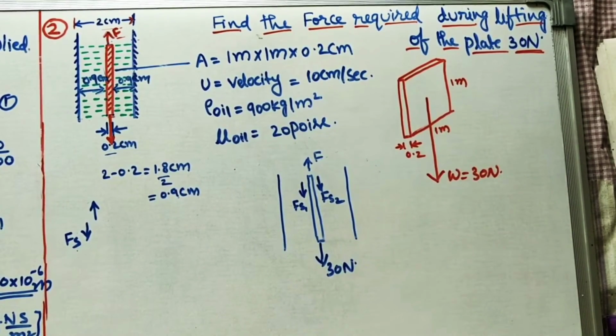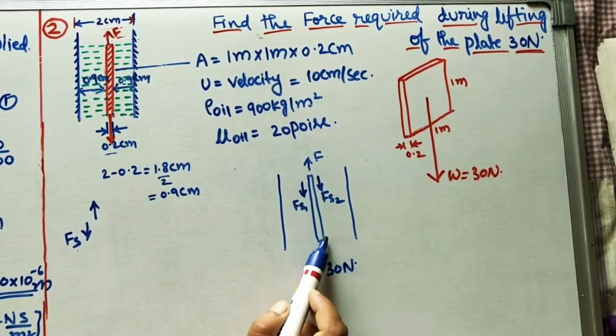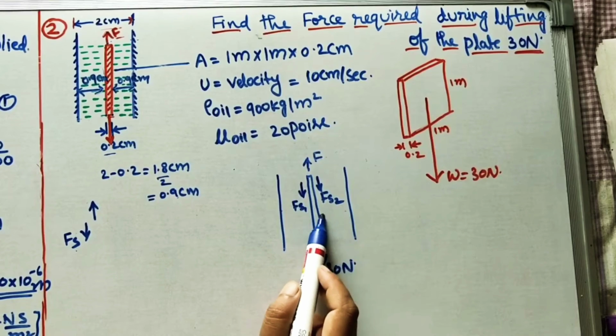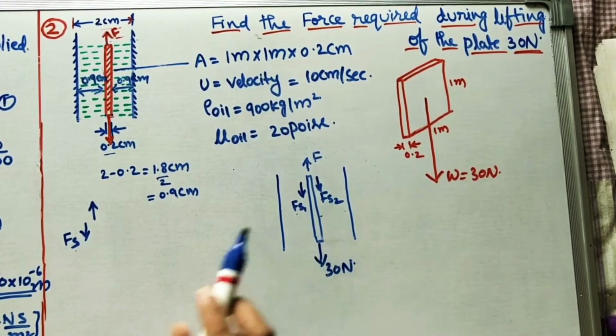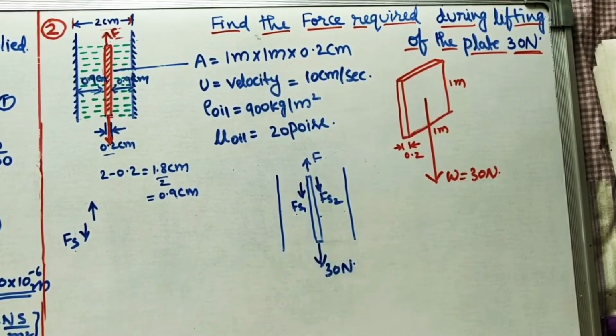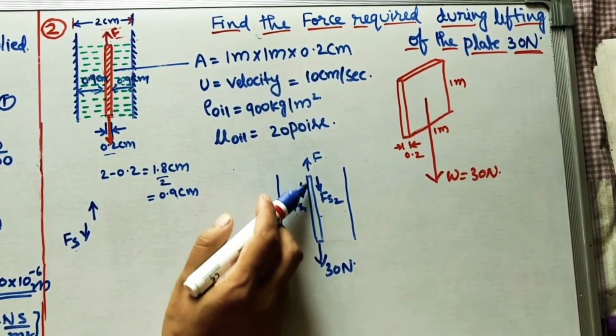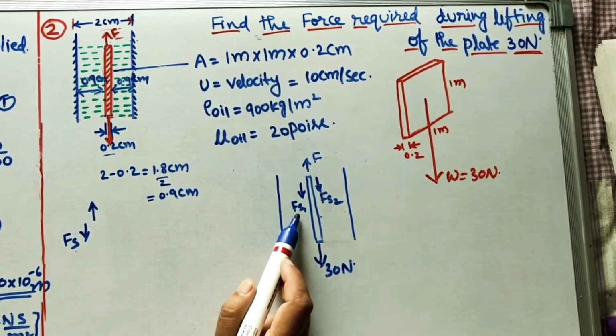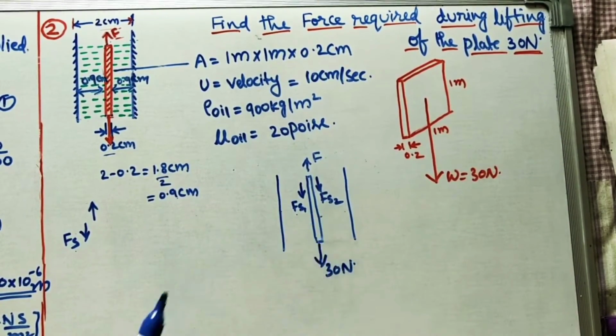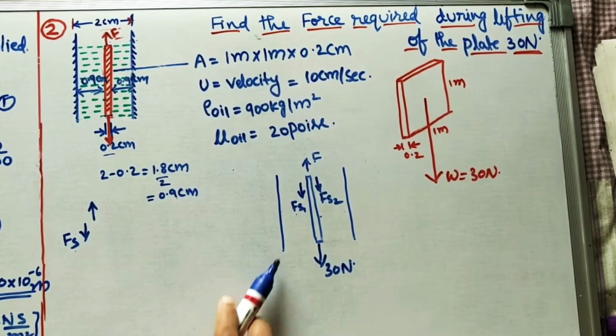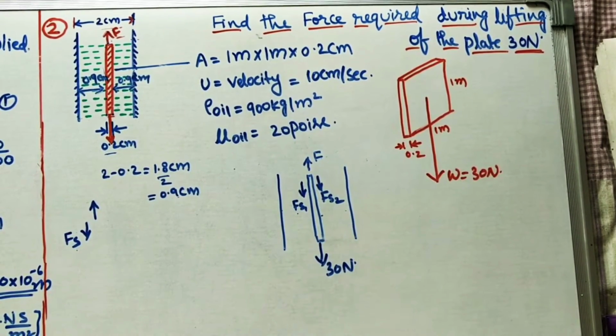Now here this is the same plate, and at the middle of this gap, Fs1 is equal to Fs2 because the oil is also the same on both sides and the dimensions are the same on both sides. So we can take Fs1 is equal to Fs2. Now these three forces are downward forces.